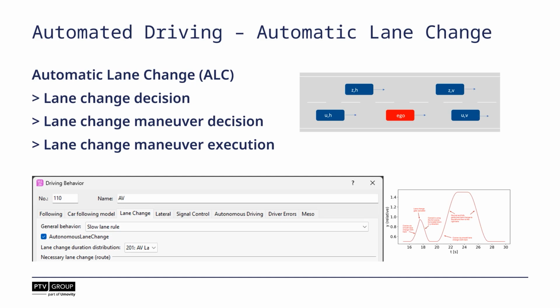Finally, if there's a desire and a safe opportunity for a lane change, the lane change maneuver execution starts, which basically describes the literal transition, switching from one lane to the other, considering the time for a lane change and all that stuff, so that it finally moves on to the next lane. That's roughly the different stages for the automatic lane change.